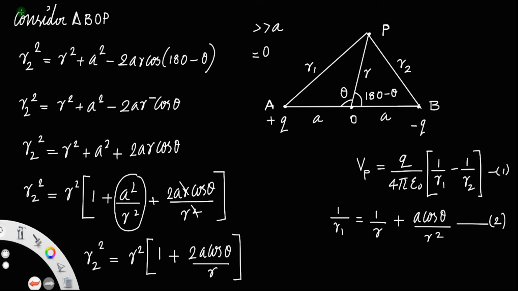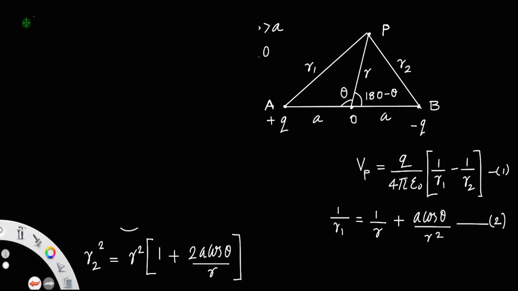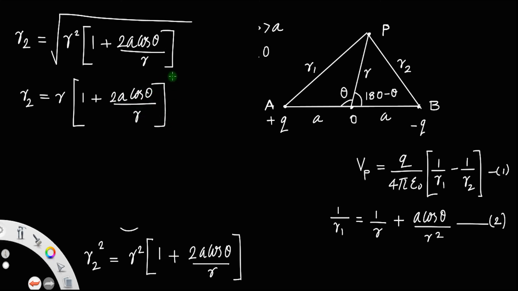Now you can take the root on both sides, that is, r2 will be the root of r square into 1 plus 2a cos theta divided by r. So r2 is equal to r, and the root of 1 plus 2a cos theta by r can be written as 1 plus 2a cos theta divided by r whole raised to 1 by 2. And if you take the reciprocal in here, 1 by r2 will be 1 by r into 1 plus 2a cos theta divided by r whole raised to 1 by 2.